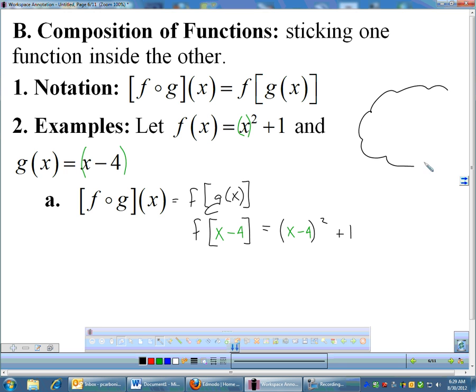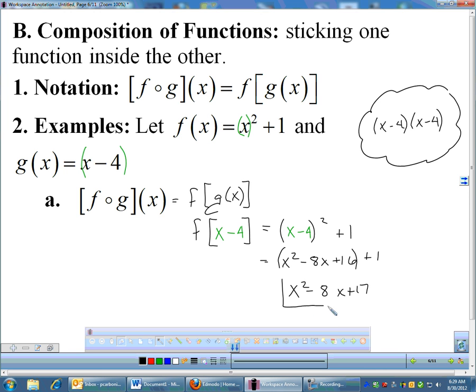So (x minus 4) all squared, remember you have to FOIL that. That's x minus 4 times x minus 4, which ends up being x squared minus 8x plus 16. So that's what I got when I squared that out, plus 1. And then 16 plus 1 is 17. So x squared minus 8x plus 17. I'm not going to bother factoring this because it's not a fraction. Nothing's going to cancel if you factor it. So I'm going to stop, and there's my answer. So that's what composition is, sticking one function into the other and then cleaning it up as much as possible.